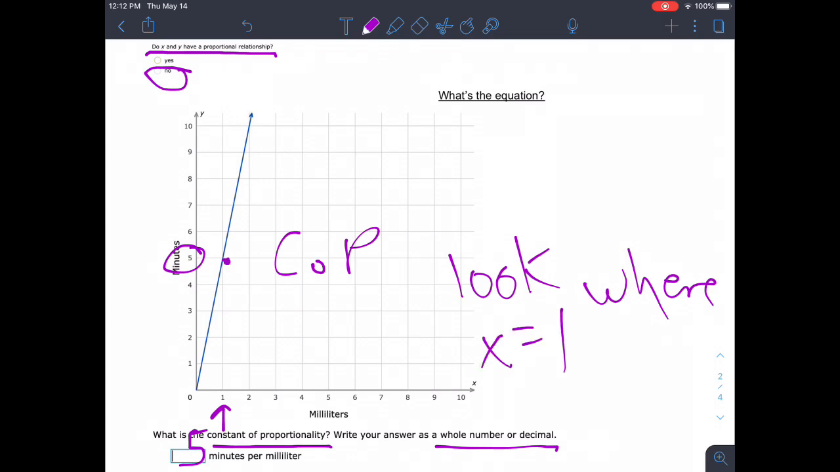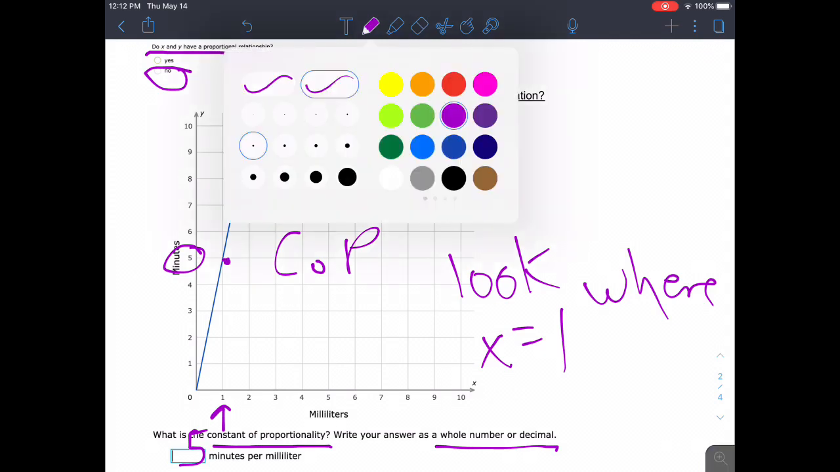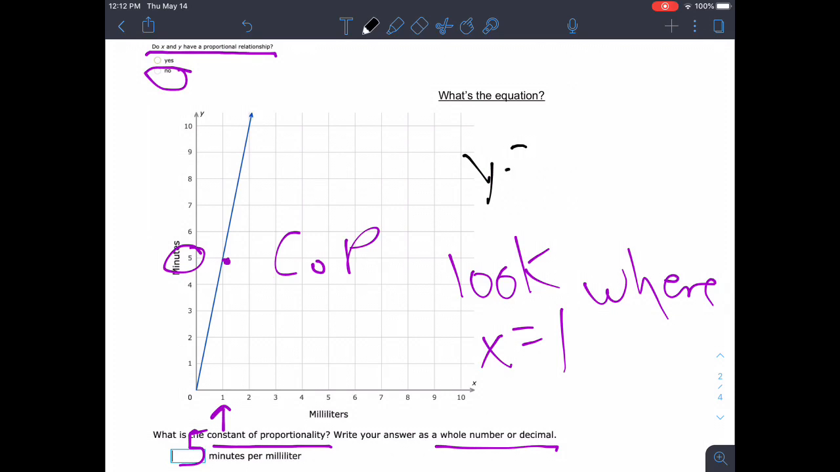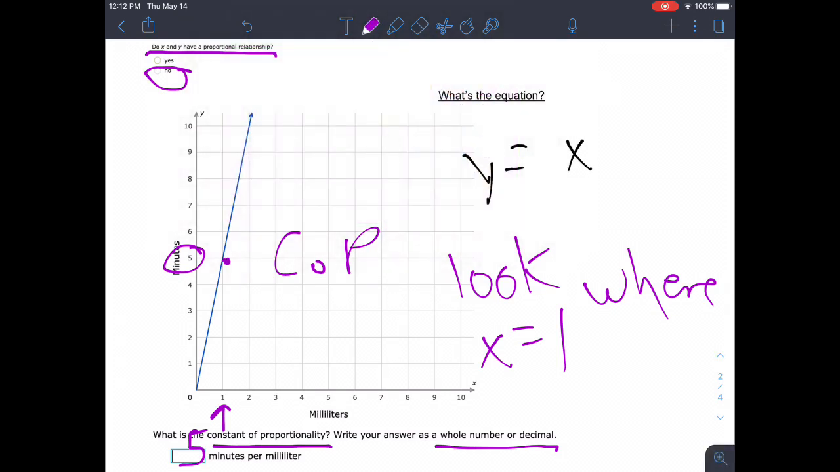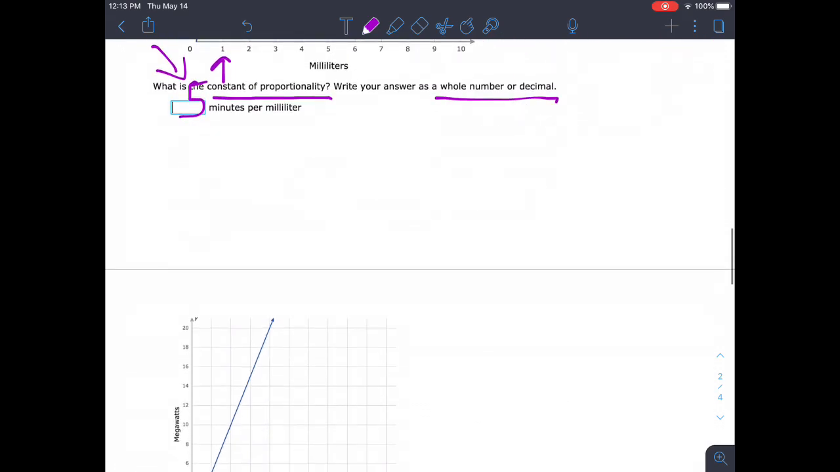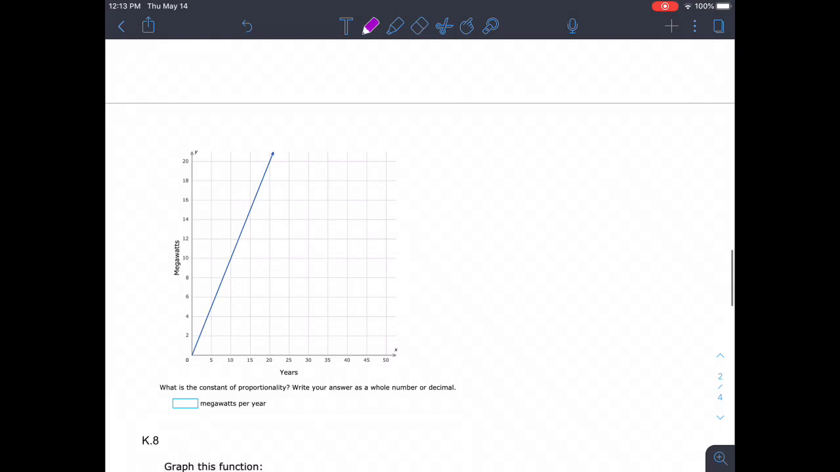Okay? So then it says, what's the equation? Well, remember the formula from before? It's going to be y equals something times x, and that thing is our constant of proportionality. It's our 5. So y equals 5x. There are going to be times it just asks you to write the number, like it does down here. There are going to be times it asks you to take that number and write an equation. Okay? It's going to do that, and then it's going to even give you trickier problems.